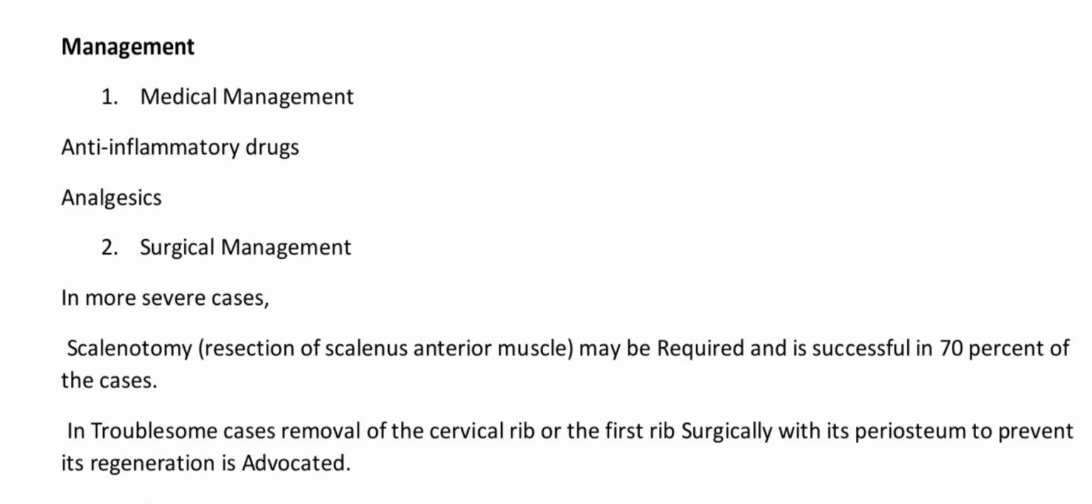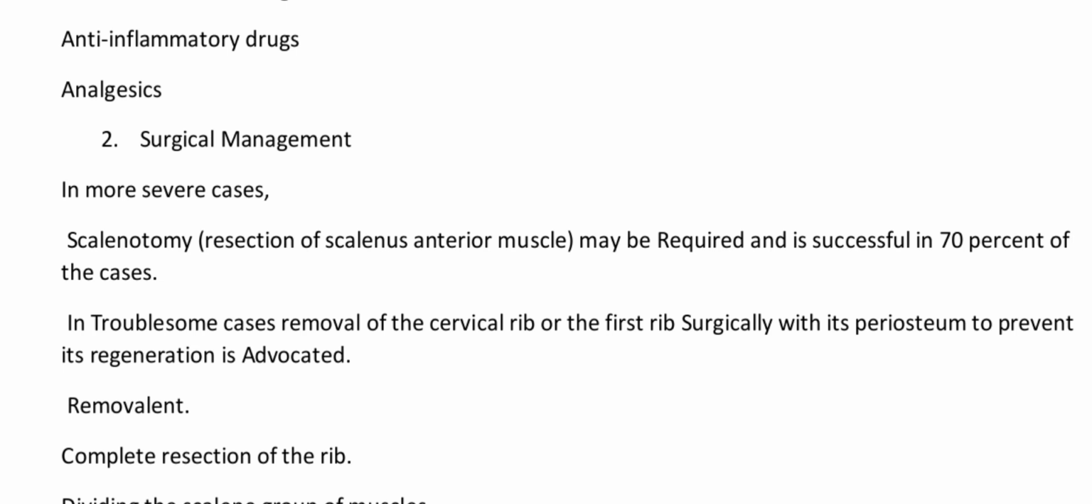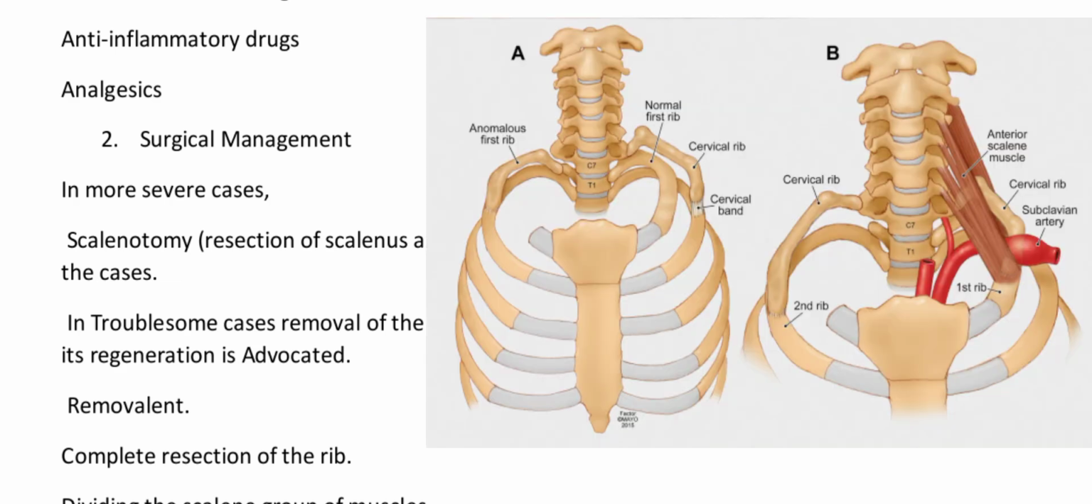Next, what is the management of the cervical rib? There is medical management, surgical management, and physiotherapy management. In medical management, the doctor can prescribe anti-inflammatory drugs and analgesics. In surgical management, in severe cases, scalenotomy, resection of the scalenus anterior muscle may be required, and it is successful in 70% of the cases. In troublesome cases, remove the cervical rib or the first rib surgically with the periosteum to prevent regeneration, the complete resection of the rib and division of the scalene group of muscles, resection of the cervical rib for the thoracic outlet syndrome.